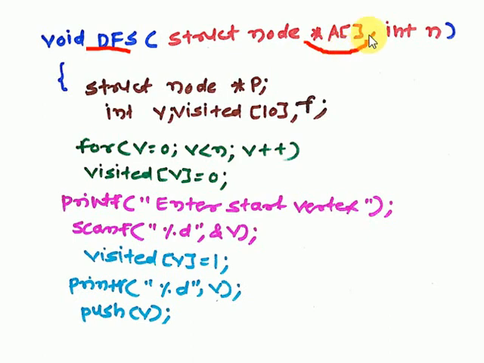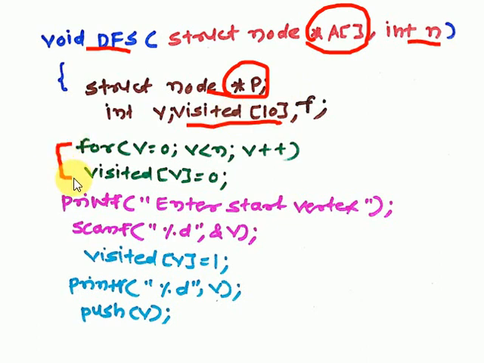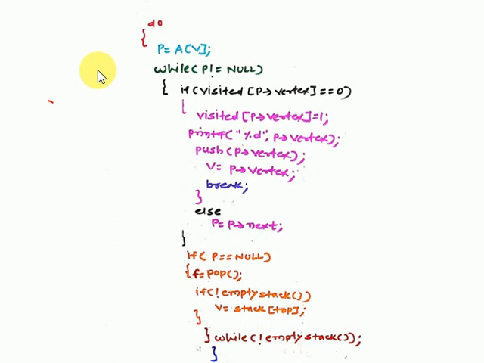We are passing here one structure pointer array and the number of vertices in the given graph. We are taking one reference pointer, structure node pointer P, a visited array, a one-dimensional array, and two variables V and F. First of all, we will initialize our array to 0. Then we will select the first start vertex. We'll mark that start vertex as visited, which is 1. We'll print that start vertex and push that start vertex onto the stack. This was the initial condition.